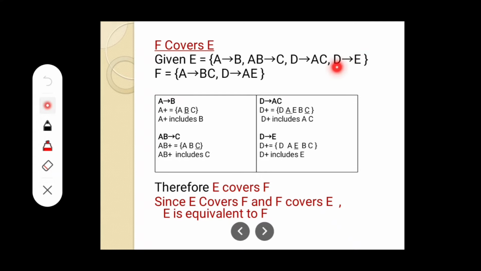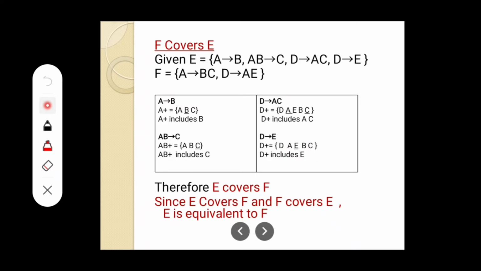Next, the last one, D determines E. We again compute the D closure. The first value is D. Anything starting with D? Yes, AE is there. Anything starting with A? Yes, A determines BC is there, so we write BC here. Clear? So this D closure also contains the RHS E.